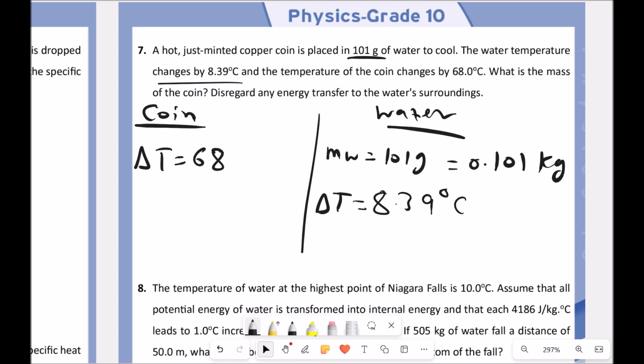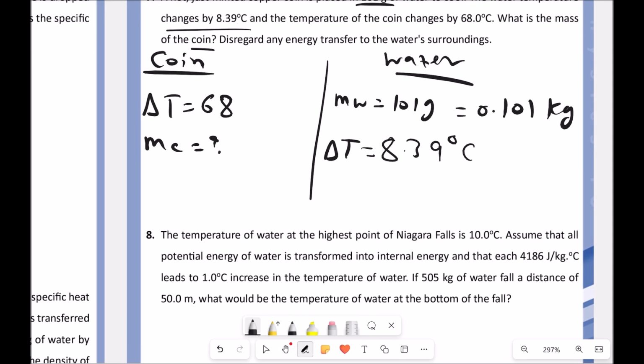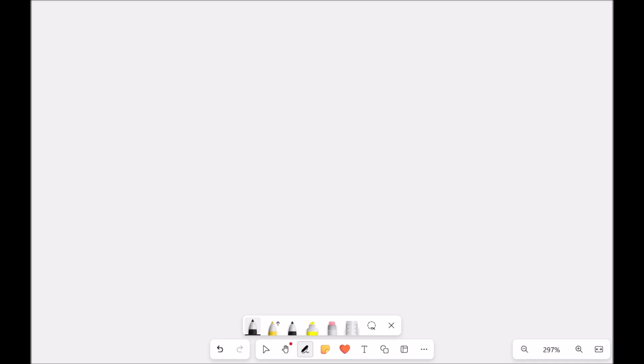It says what is the mass of the coin? We don't have the mass of the coin, so MC is equal to what? Disregard any change to the surrounding. Cp for the coin is equal to 387. Cp for the water is equal to 4,186. Okay, let's do this. It's really easy. Q lost by the coin is equal to Q gained by the water. Okay, this is water and this is the coin.